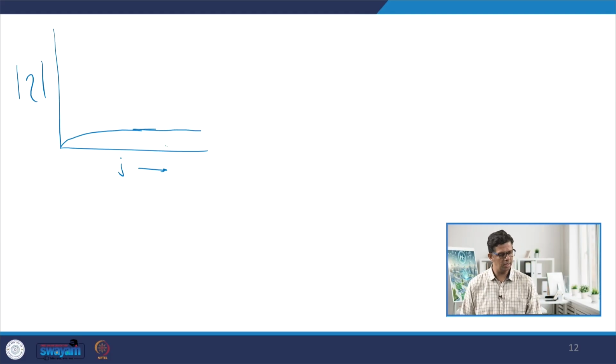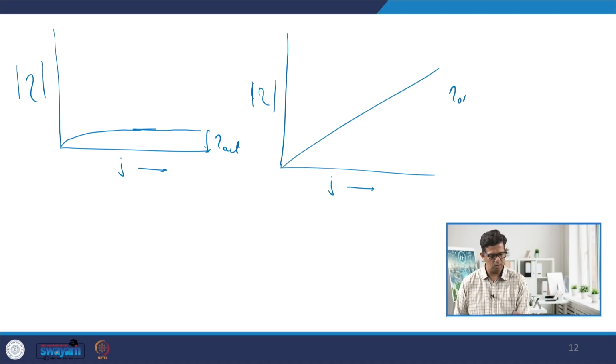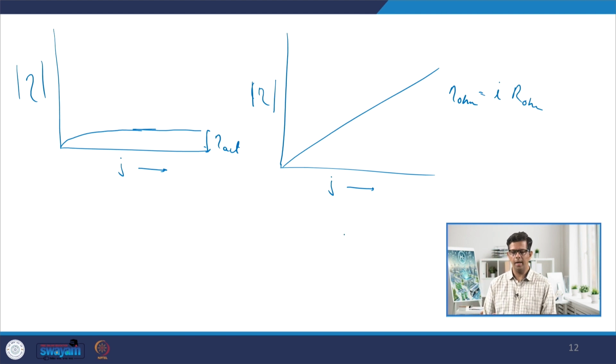There is not much change that we can observe. So, this is eta activation. Coming back to the ohmic overpotential, which is very linear, as we have seen, eta ohmic is equal to I times R ohmic. So, eta and I are directly proportional and they are related by the ohmic resistance. So, it is very linear, as we can see, it is a straight line.